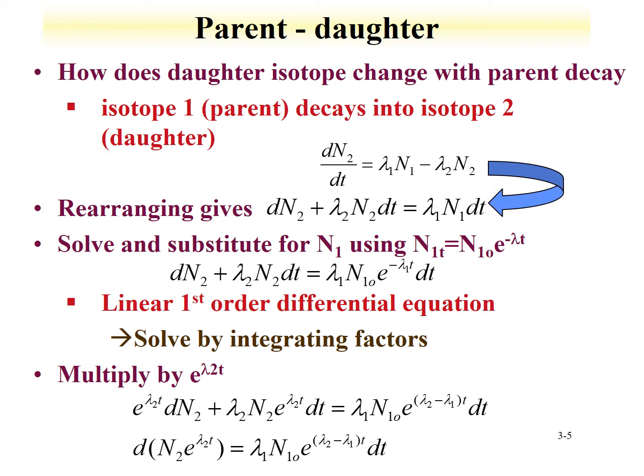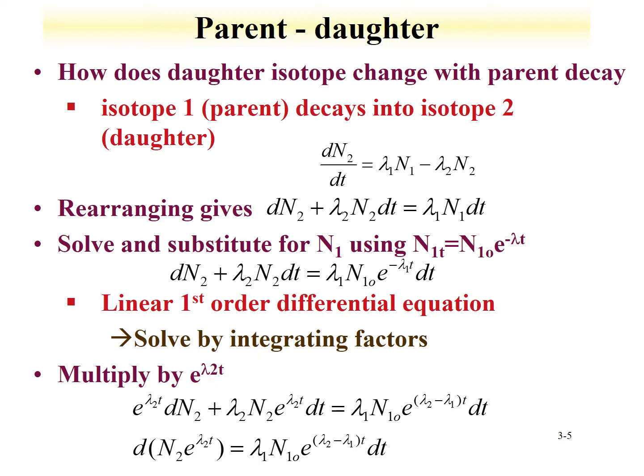So let's solve and substitute for N1 using N1 at time t is equal to N1 naught, the initial amount, e to the minus lambda t. That equation then becomes what is seen here. This is a linear first order differential equation. Let's just solve it by using an integrating factor. Let's multiply by e to the lambda 2 t.